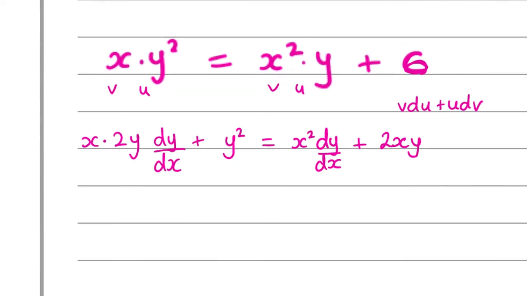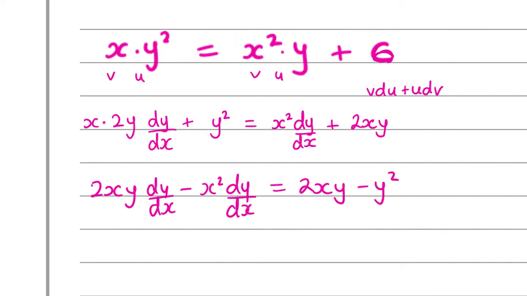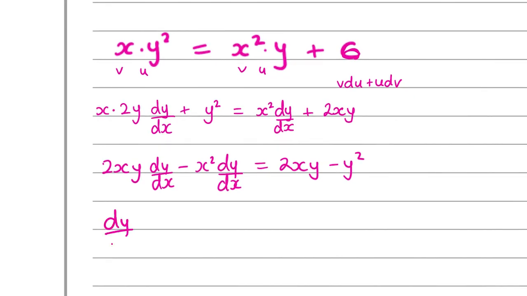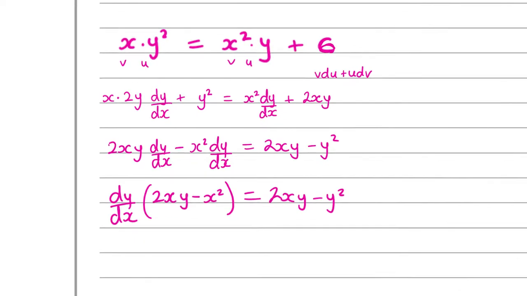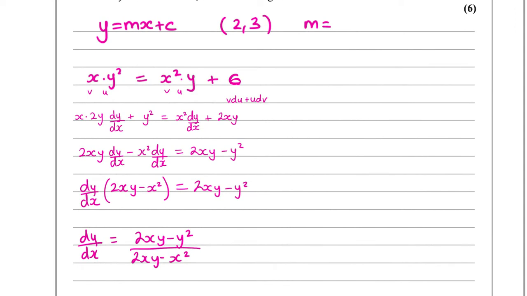Okay, so we need to put the dy by dx's on one side. So 2xy dy by dx minus x squared dy by dx equals 2xy minus y squared. Factorise. So dy by dx brackets 2xy minus x squared equals 2xy minus y squared. And we're going to divide both sides, so we're going to have dy by dx equals 2xy minus y squared all over 2xy minus x squared. Perfect.